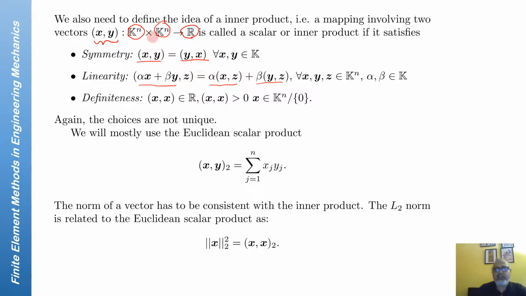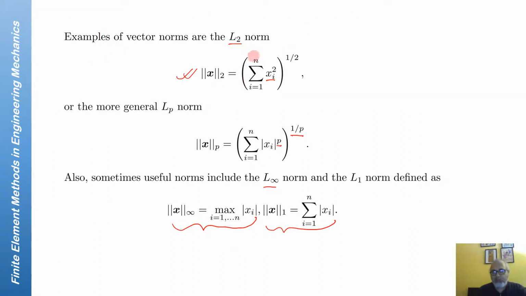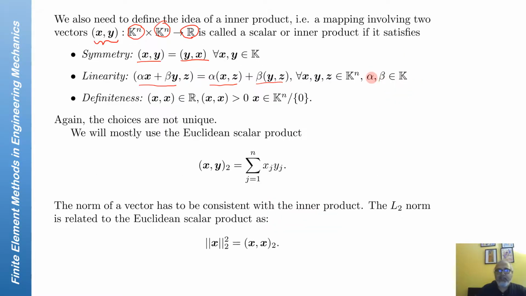And again, the choice of an inner product is not unique, but once you have decided on the norm, your choice of inner product gets somewhat limited. If you have defined the inner product xy, then by the same definition the inner product of xx should be related to the norm that you have chosen. So xx should give you the norm of the vector, and most often we use the Euclidean scalar product, which is like the dot product.